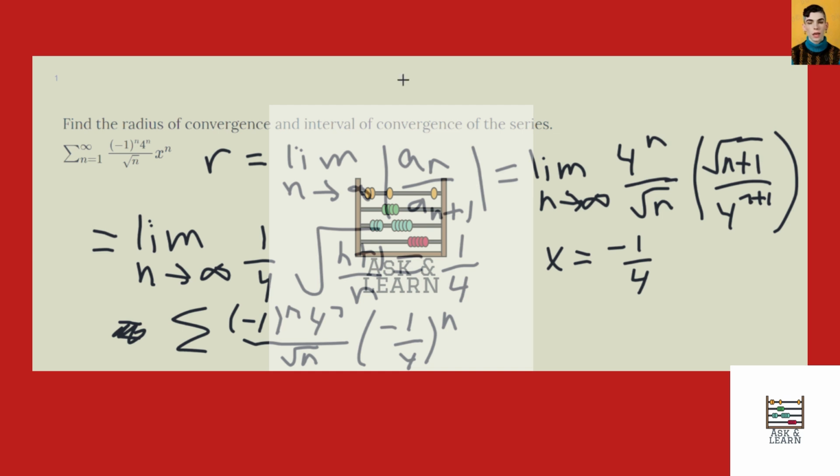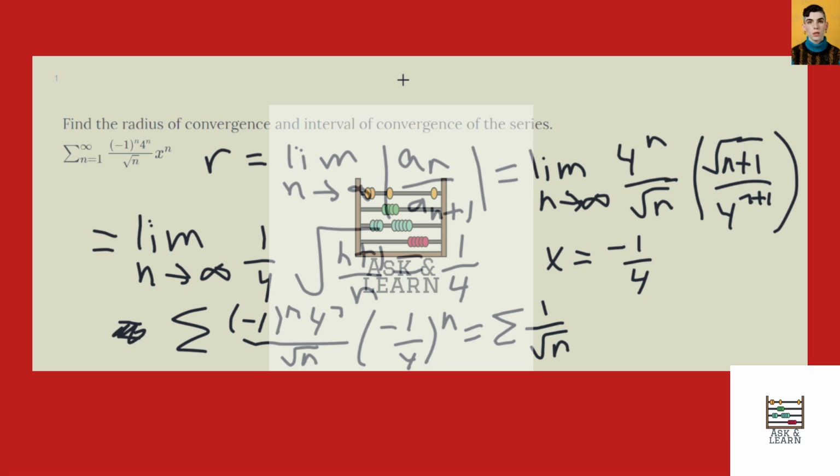But remember, (-1)^n times 4^n is the same thing as (-4)^n. So (-4)^n times (-1/4)^n, those will cancel out. So this is just going to be 1 over the square root of n. The square root of n is just like n to the 1/2 power. And when that exponent is less than or equal to 1, we get divergence. So this is going to diverge.